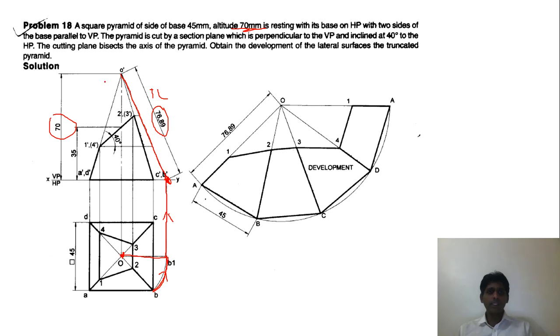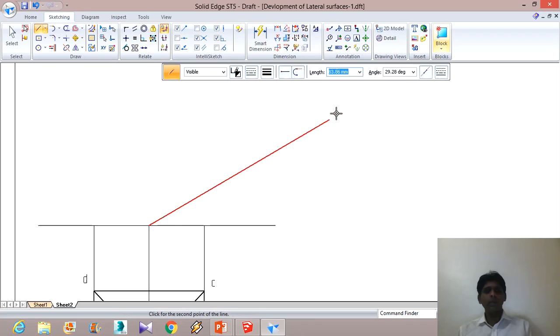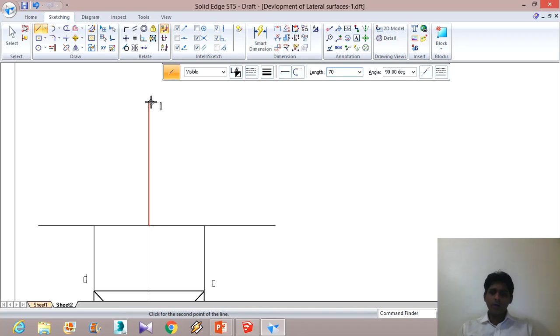This problem is given. This you have to draw. This will not be given. Okay. So the problem statement will be given. So this has to be 70 mm. So let us draw 70 mm.